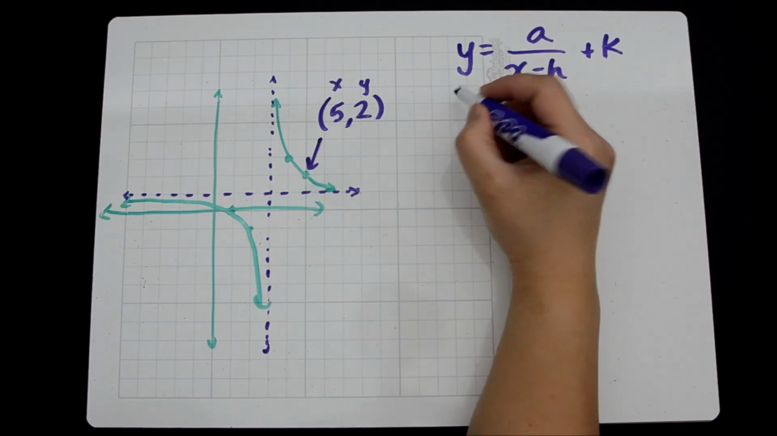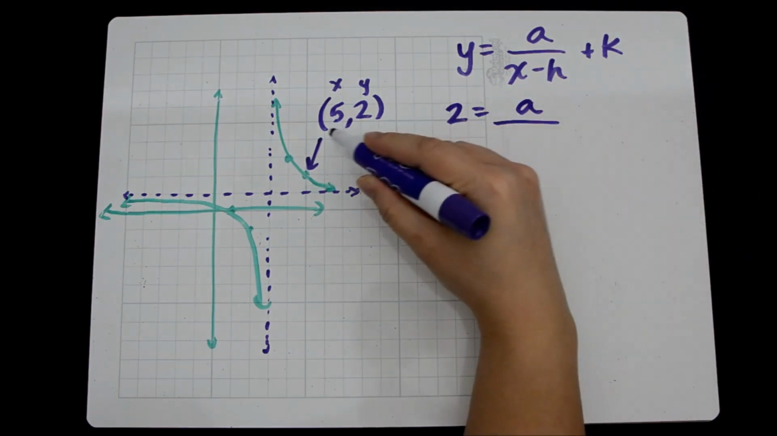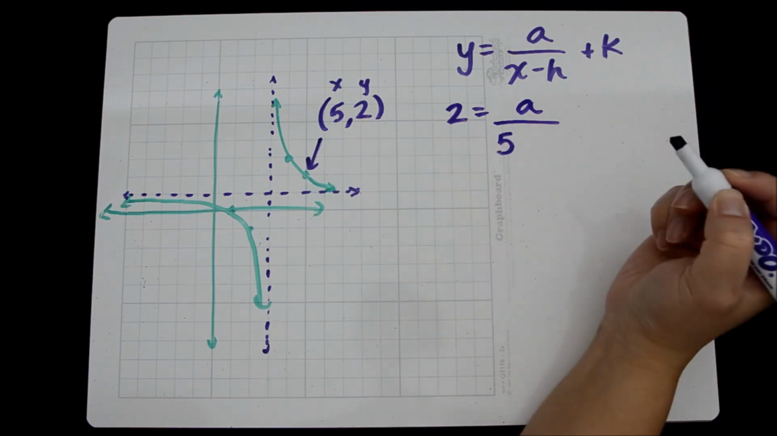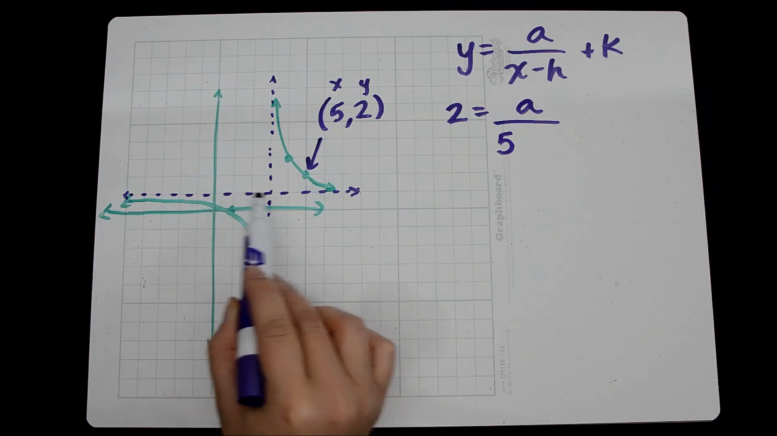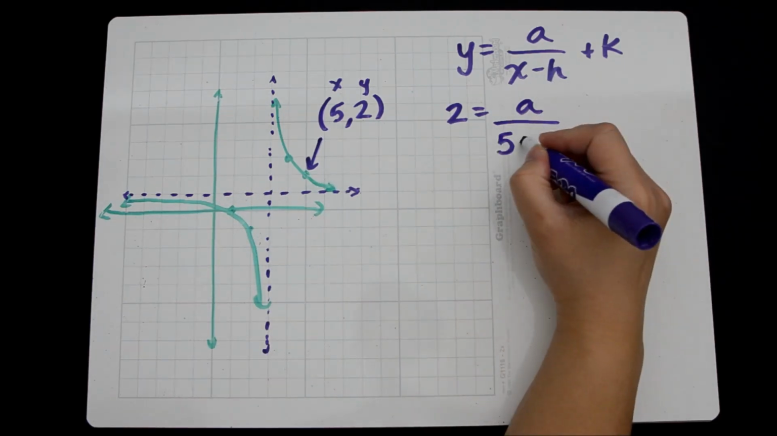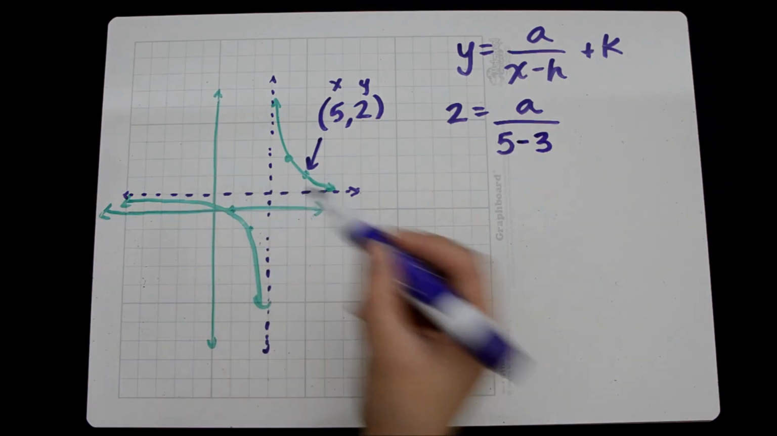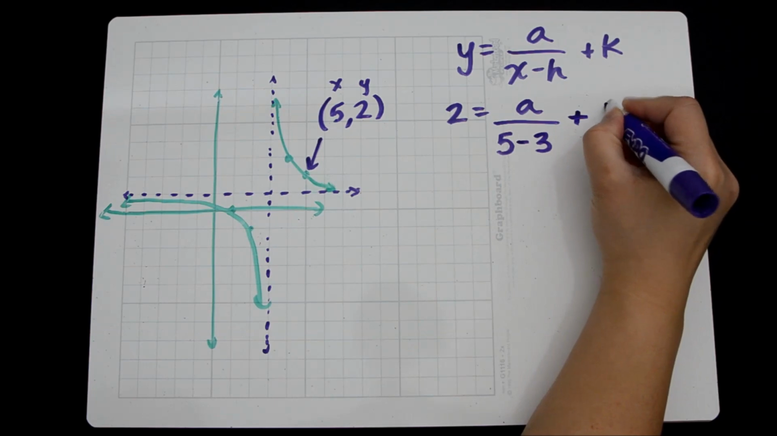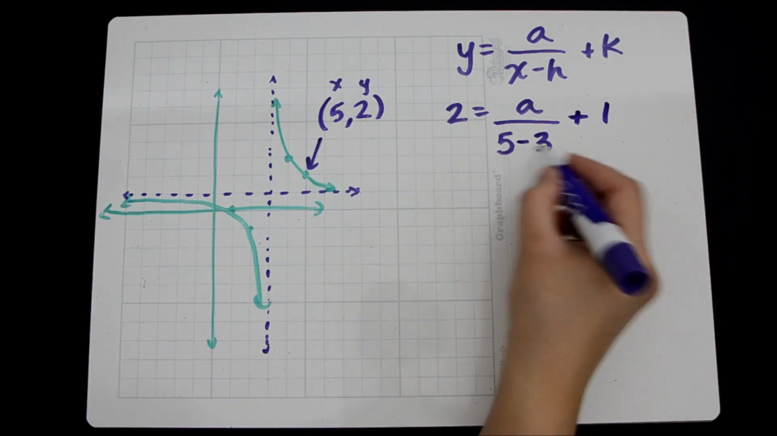So let's fill in this information. We know that y is temporarily 2. We don't know what a is. X is temporarily 5. Looking at our graph, our asymptote is at 3. Since we went to the right 3, it's going to be minus 3 because we already had that minus symbol in our function. And then our graph went up 1 because our asymptote's at 1, so our k value is going to be plus 1. And we're going to simplify this as much as we can.